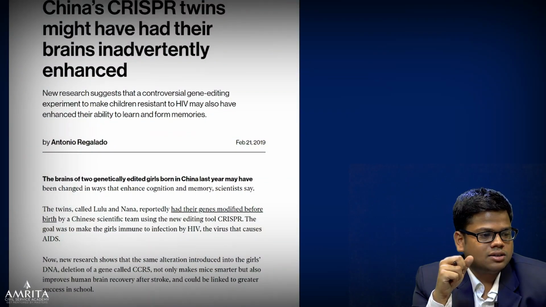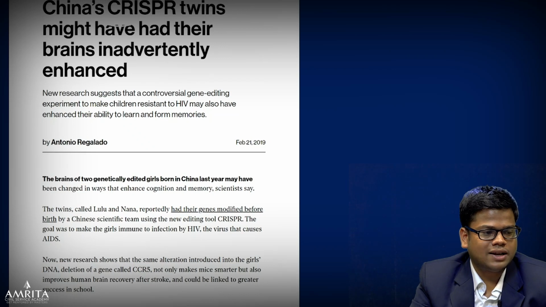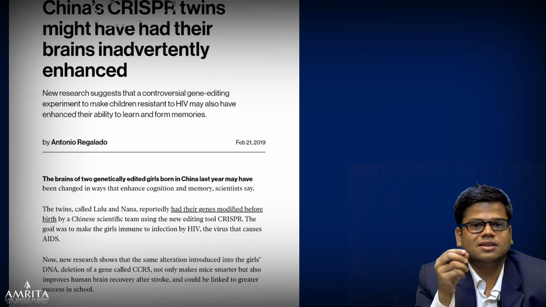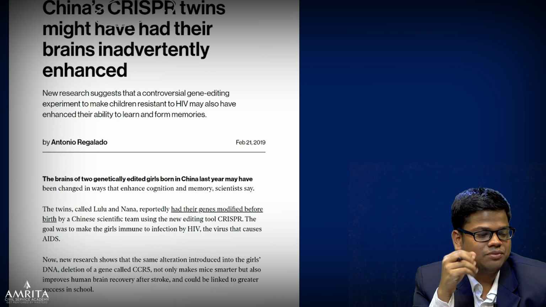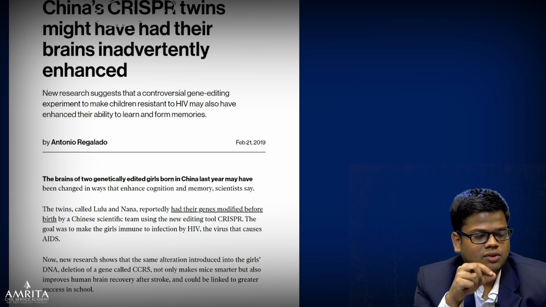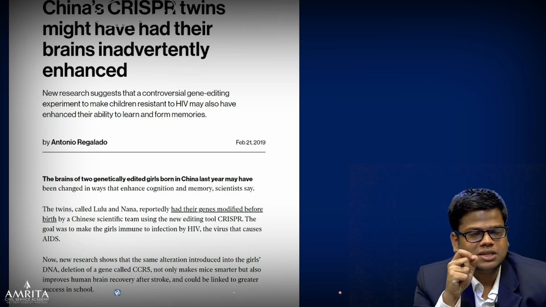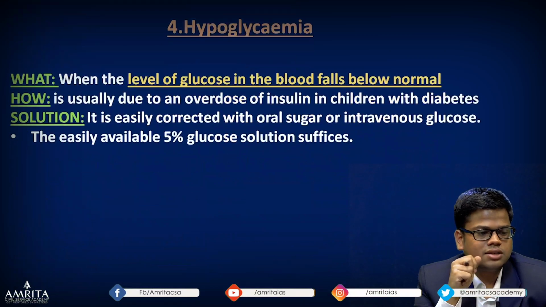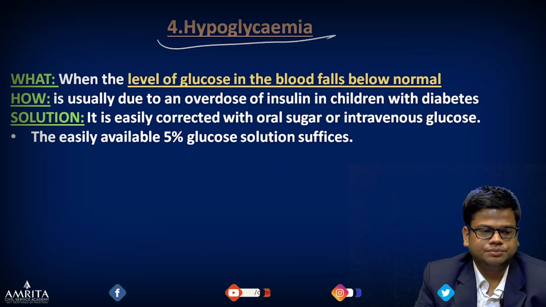Chinese CRISPR twins, we will learn about this in the next class itself. That is Cas9, the gene cutter, right? Very important. UPSC has already asked a question on that. The twins might have had their brains inadvertently enhanced. So they are talking about the CCR5 gene.